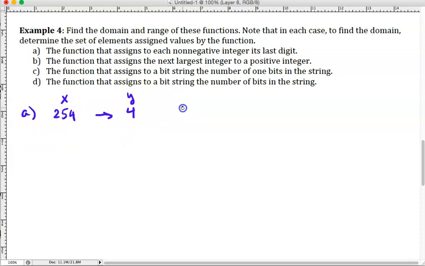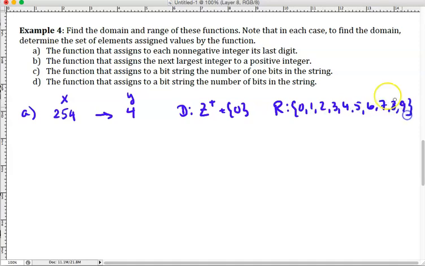So you can say the domain is all non-negative integers. So these are going to be positive integers plus 0. And the range, what comes out, are the integers from 0 to 9. So the range is 0, 1, 2, 3, 4, 5, 6, 7, 8, 9. Those are my only choices.